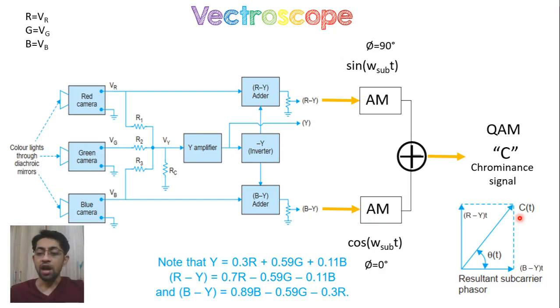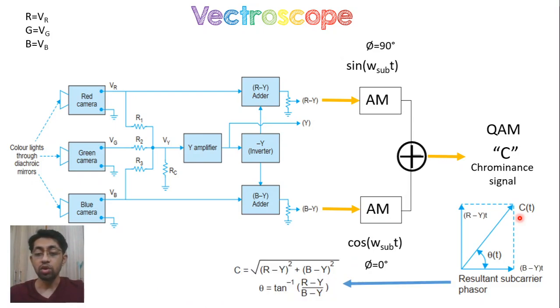Now we can find out this resultant chrominance signal with the help of this formula. We know that we can find out the length of this vector with the help of this formula, and we can also find out the angle with the help of this tan inverse formula.